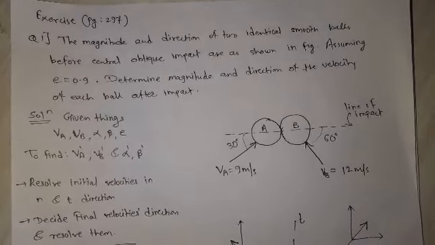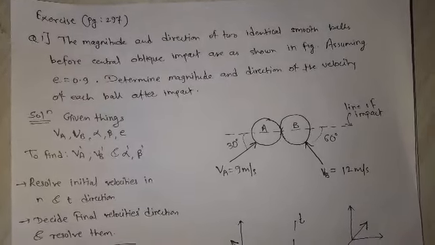Now just resolve this velocity, this VA velocity. The horizontal component of it will be VAn, that is the velocity in n direction of ball A, and the vertical one VAt, the velocity of ball A in t direction. Similarly here VBn and VBt. Now we have resolved the initial velocities into horizontal and vertical directions.